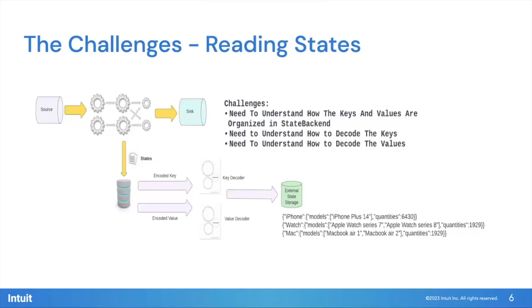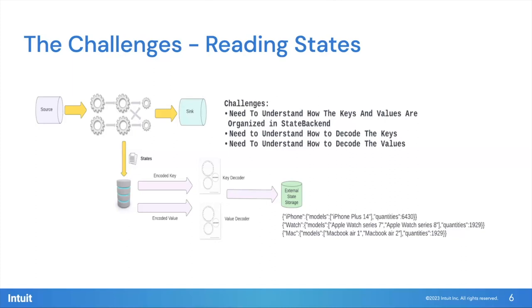So before we describe the state processing toolkit, let's look at the tasks a developer needs to do in order to read the states from a Beam pipeline. As mentioned, a pipeline usually reads data from a source, does a whole bunch of transformations and outputs data to a sink. During the transformation, it usually generates some data states. The data states usually contain a key and a value. For example, in a simple pipeline, the key is an item and the value will be either quantities or model.